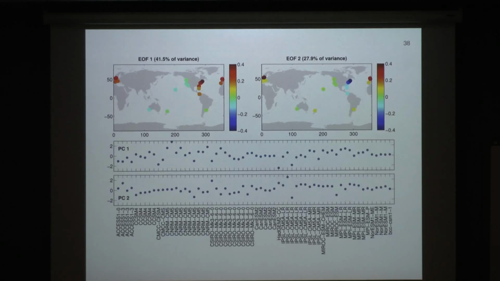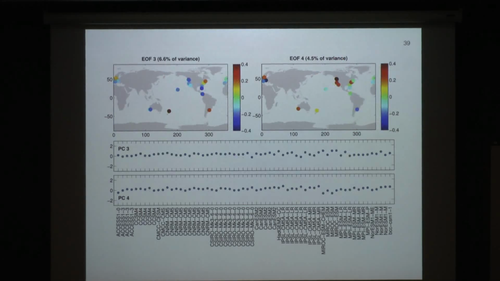Okay, I should mention the second EOF over here as well, which accounts for about 28% of the variance. It has a different spatial structure, but still a good bit of spatial coherence. These are probably the only two that are significant based on the eigenvalues, but here are the third and fourth modes as well. These higher order modes account for about 10% of the variance between them. The spatial patterns are quite a bit noisier from location to location, and the amplitudes are also quite a bit smaller.